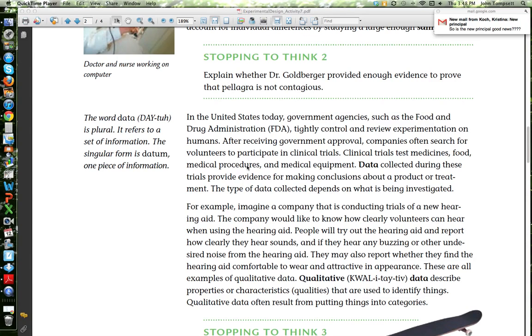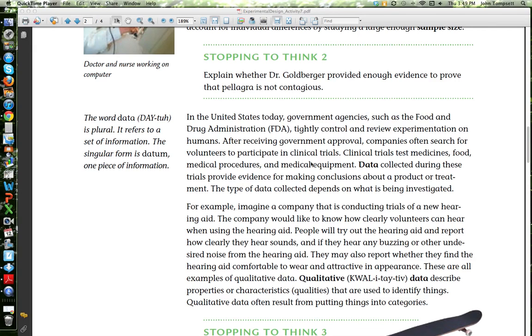In the United States today, government agencies, such as the Food and Drug Administration, tightly control and review experimentation on humans. After receiving governmental approval, companies often search for volunteers to participate in clinical trials. Clinical trials test medicines, food, medical procedures, and medical equipment. Data collected during these trials provide evidence for making conclusions about a product or treatment. The type of data collected depends on what is being investigated.